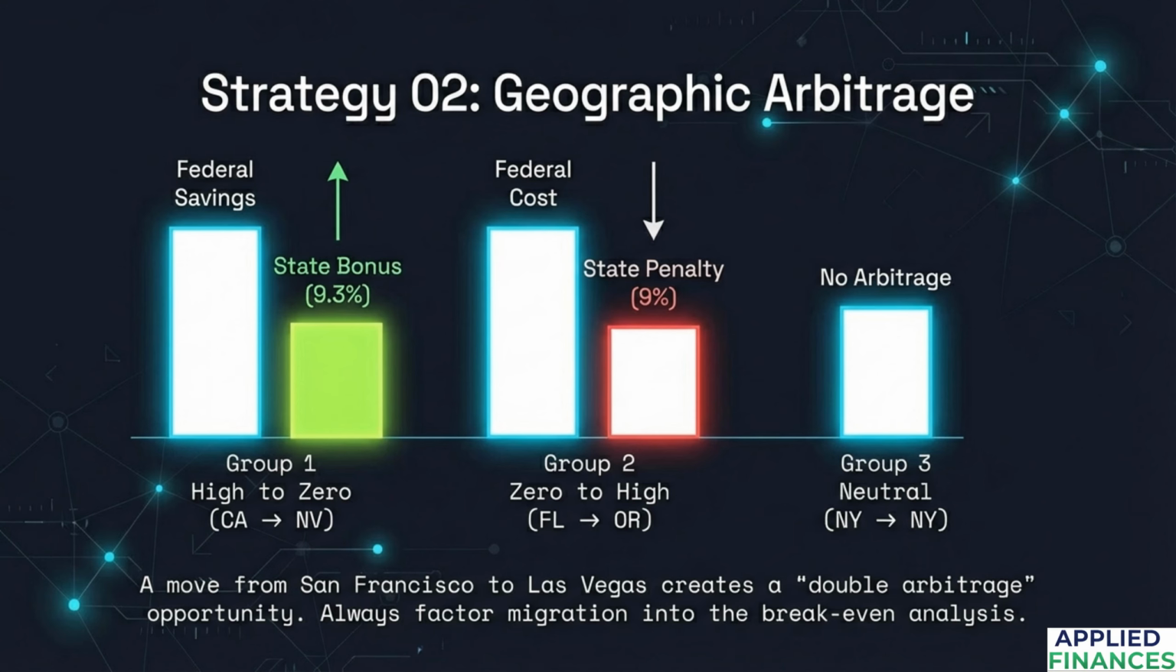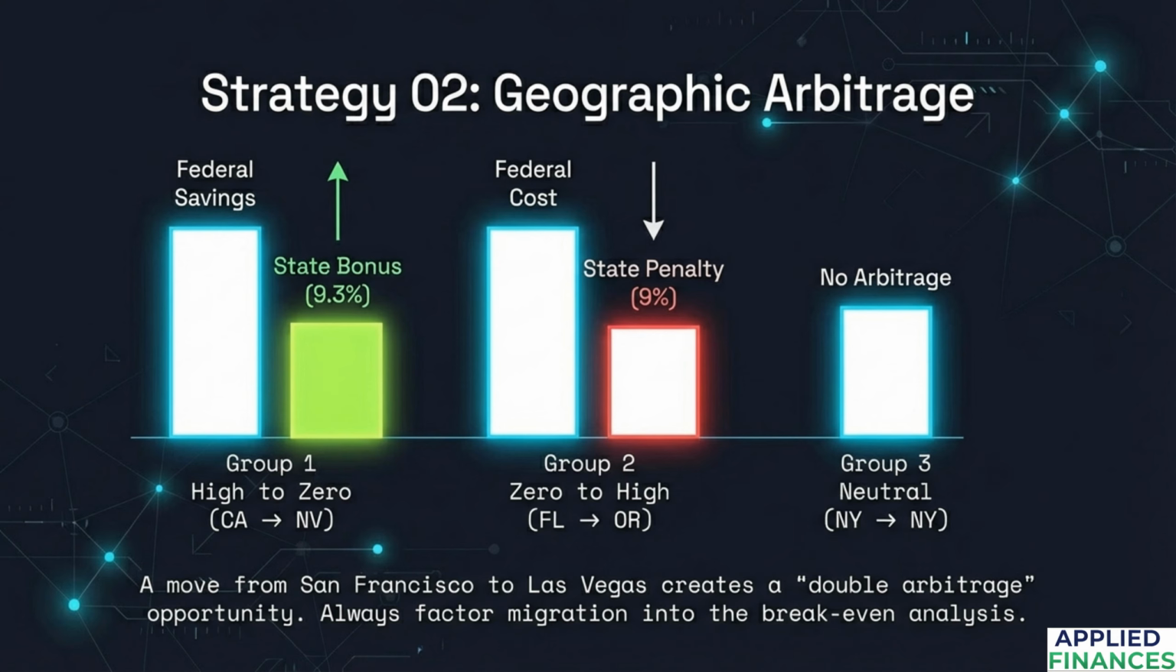Strategy number 2 is geographic arbitrage, which adds another layer of complexity to the tax equation. We often focus on federal taxes, but state taxes can vary wildly and have a massive impact on your net wealth. We can categorize moves into 3 groups. Group 1 is moving from a high-tax state like California to a zero-tax state like Nevada. This creates a state bonus of 9.3% on top of your federal savings, which represents a double arbitrage opportunity.